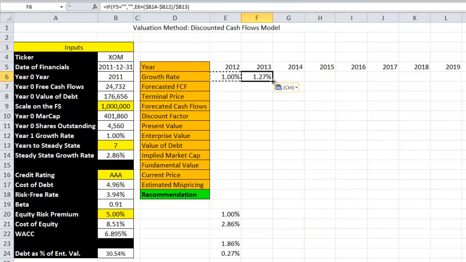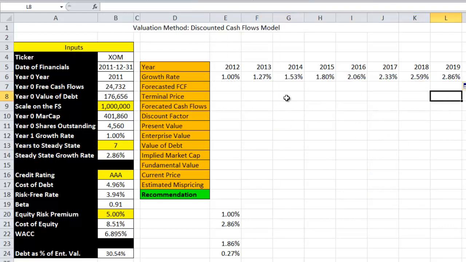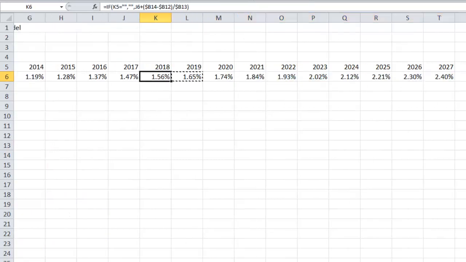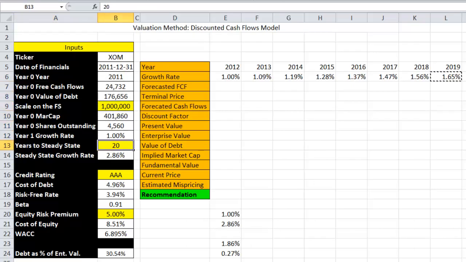Okay. Stretch it out, and you can see that in fact we gradually go from 1% to 2.8%. Now again, I want your model to be able to capture 20 years, so let's go ahead and send that all the way out as far as we need to, like so, and then we can pull it back to 7 so we can see it a little more clearly.